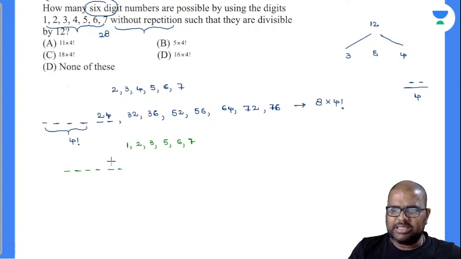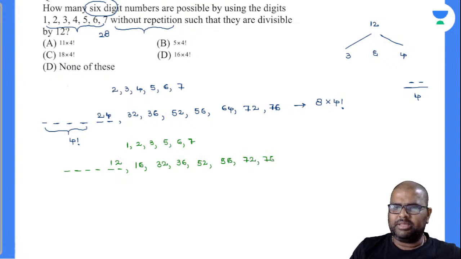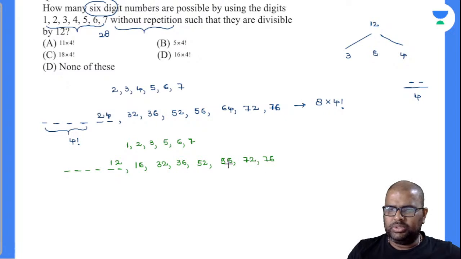What is the first best number? Is it 12? Next one, is it 16? Next one, 24 is not possible. 32, 36, 52, 56, 64 is not possible. 72, 76. Totally how many numbers there? 1, 2, 3, 4, 5, 6, 7, 8.